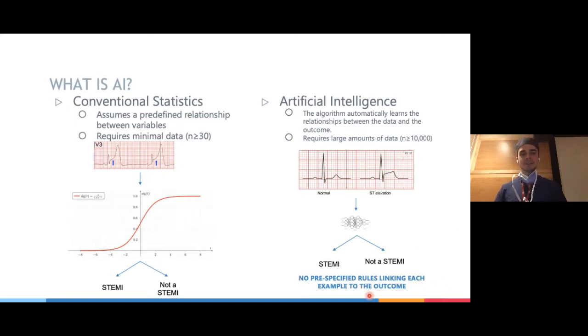So that's really important, because in medicine, we like to understand the relationship between variables, and we tend to simplify a lot of the risk scores to conventional statistics, but AI cannot really describe that relationship to you. It will just learn it on its own.